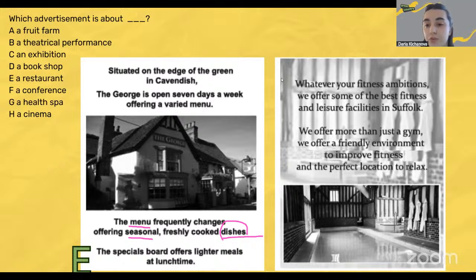And there we have, whatever your fitness ambitions, we offer some of the best fitness and leisure facilities in Suffolk. We offer more than just a gym. We offer a friendly environment to improve fitness and the perfect location to relax. What is it?